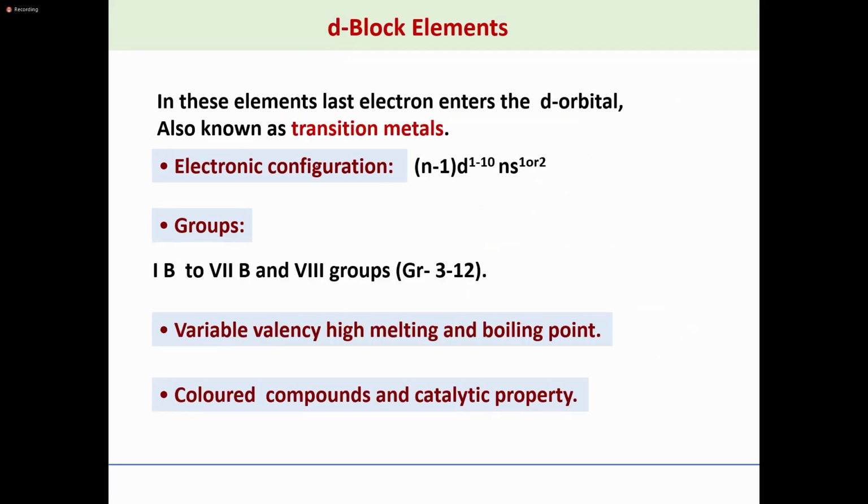Now we will learn about the d block elements. For the d block elements, you can see that the last electron enters the d orbitals. These elements are also called transition metals. We already know the s orbitals, ns and np. Now the d orbital is coming here. To count this electron, when the last electron comes to the d orbitals, the ns and np orbitals will already be filled up.